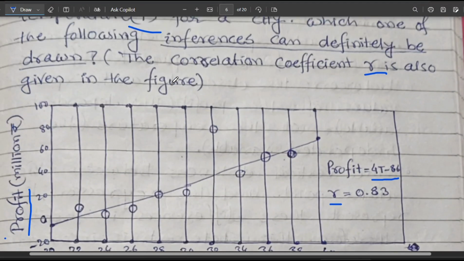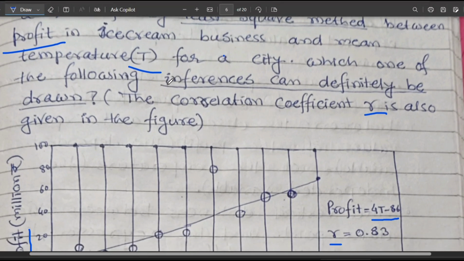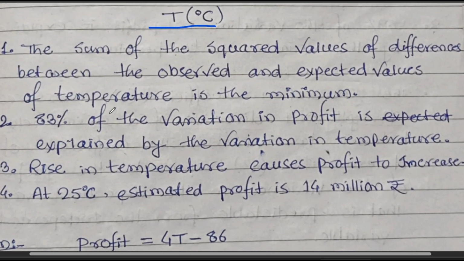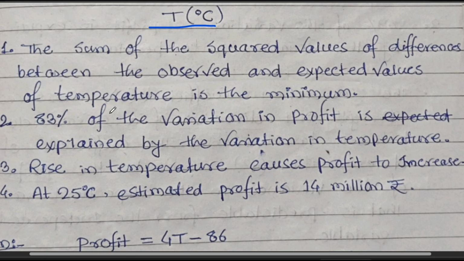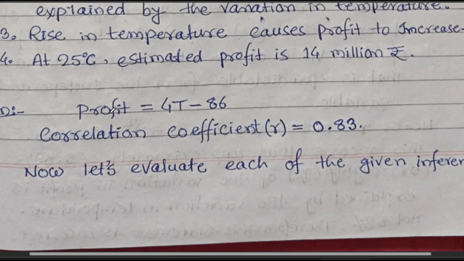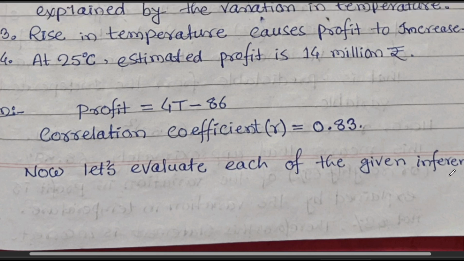This question is actually asking which one of these four inferences can definitely be drawn, meaning which is definitely true or correct. Solution: profit is 4T minus 86, and the correlation coefficient R is equal to 0.83, that is given. Now let's evaluate each of the given inferences.